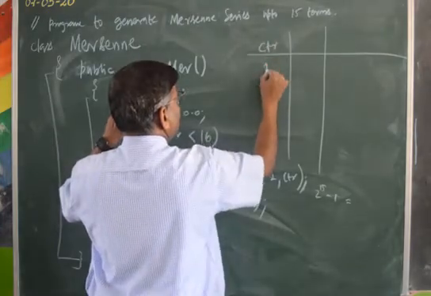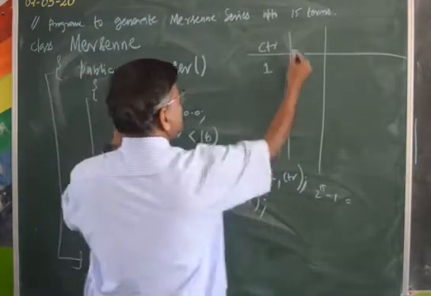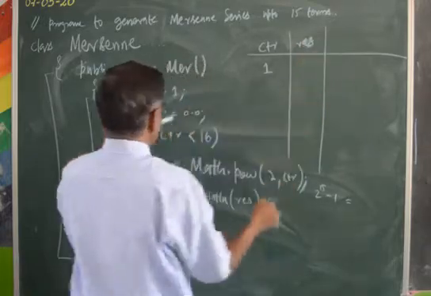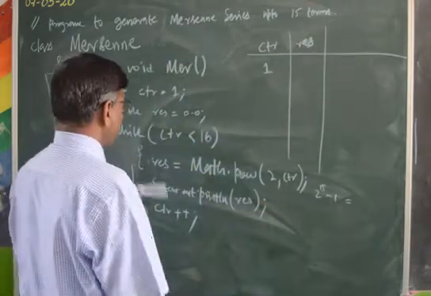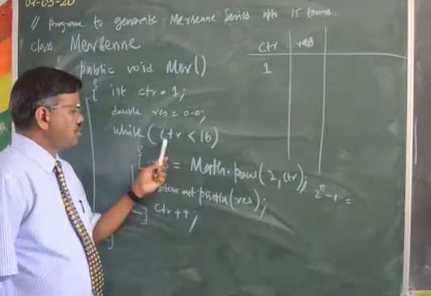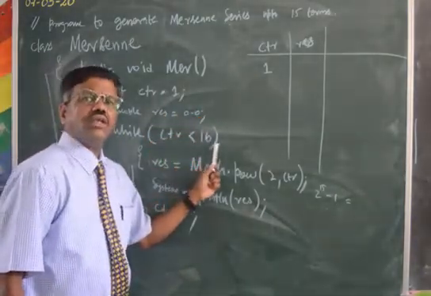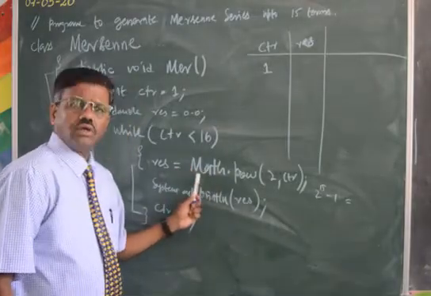Counter. What is the counter value? 1. What is the result variable? RES. Now the counter value is 1. It comes here. What is the CTR value? 1. Is 1 less than 16? Yes, it is. It comes down.